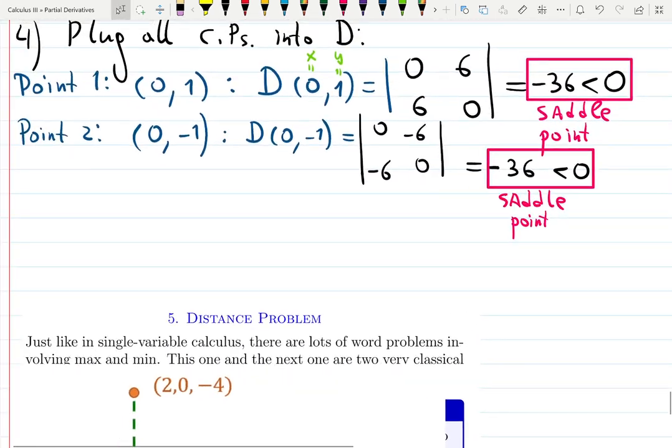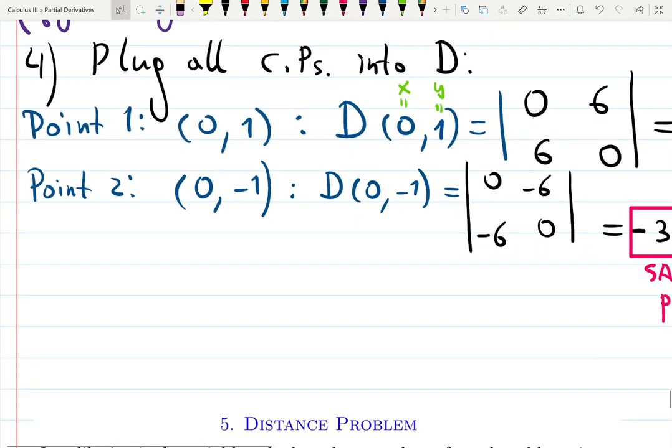So we have 2 saddle points already. That is lucky, because others have to have more calculations. Let's see what the others give you. Point number 3. Again, order doesn't matter, but you need to check them all.